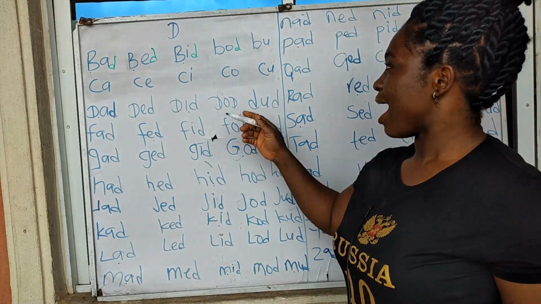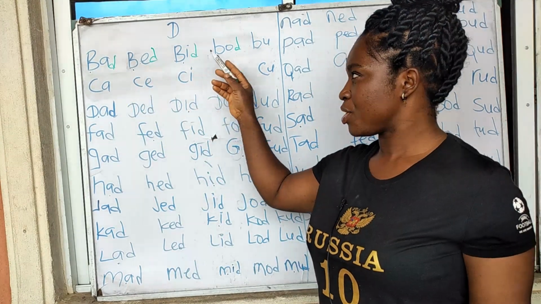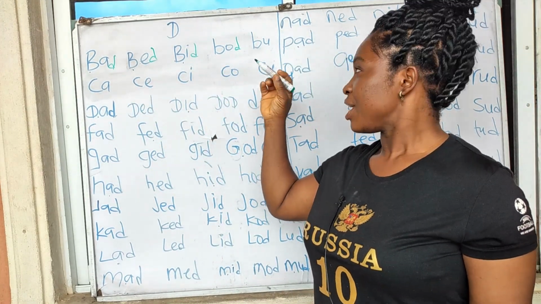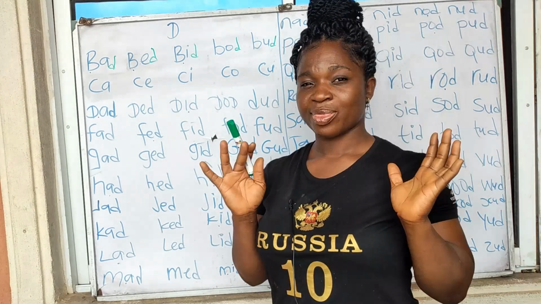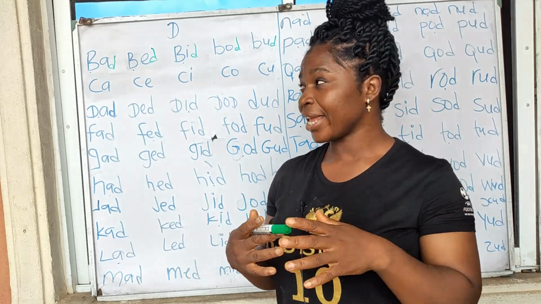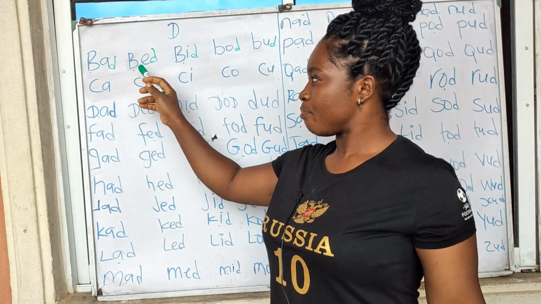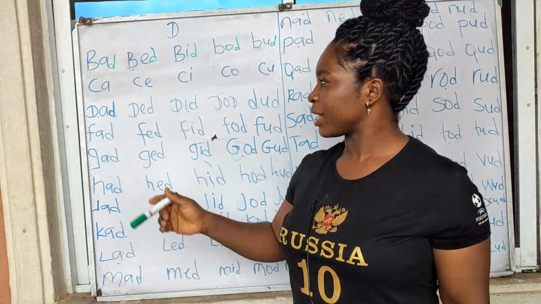Now I have boo. Remember, ba, be, bi, bo, boo. This is the boo. If I add D here, I'm going to have bood. Don't forget, the more letters you add, the more the sounds tend to change. So we have bad, bed, bead, bod, bood. Now this is applicable to all this.